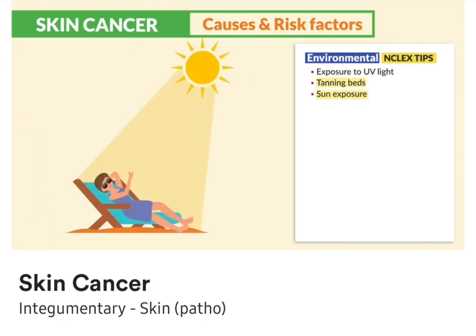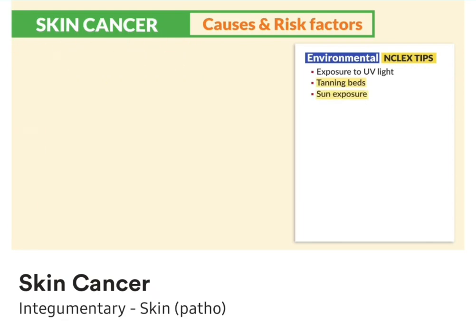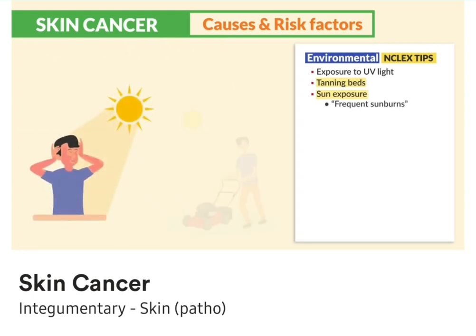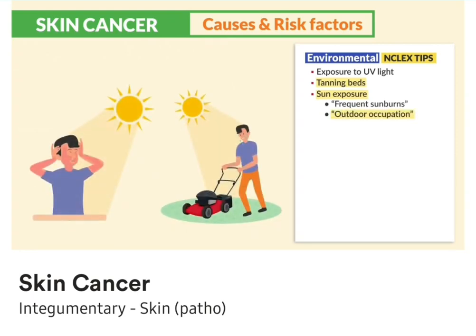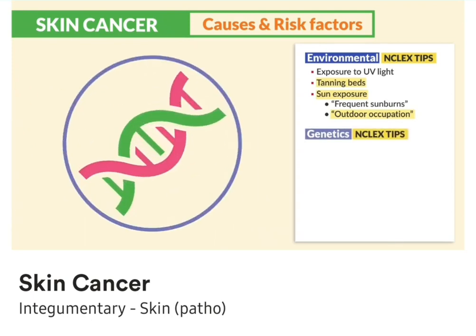Now, sun exposure is another key term. So write this down. Frequent sunburns as well as an outdoor occupation are a huge risk for skin cancer. Now for genetics, the NCLEX tips that we highlighted below, I'd write these down.